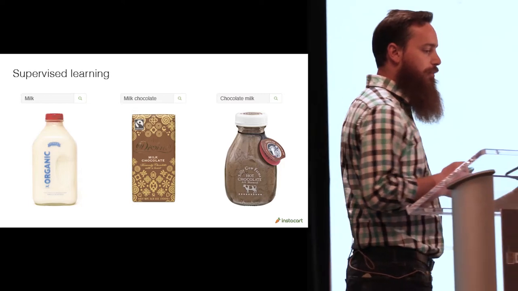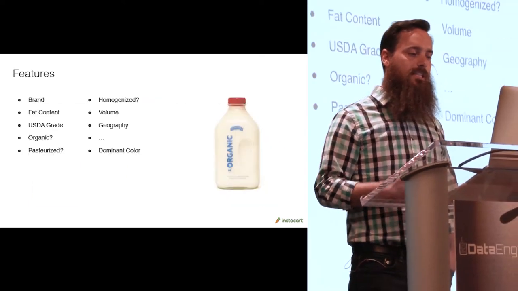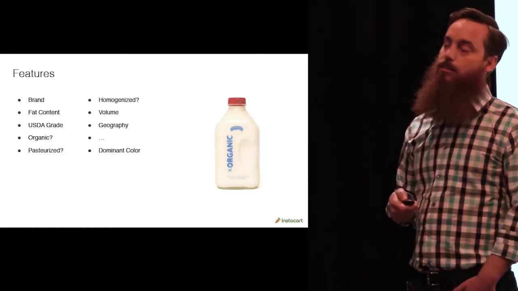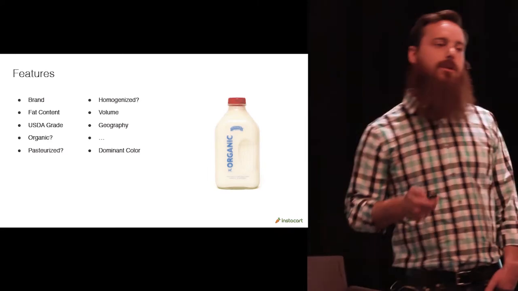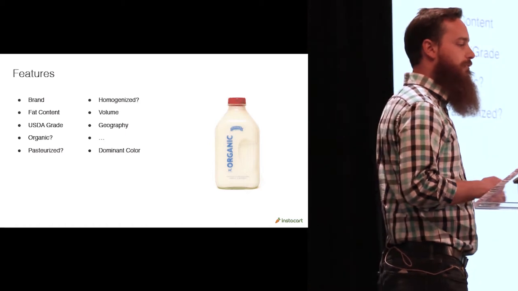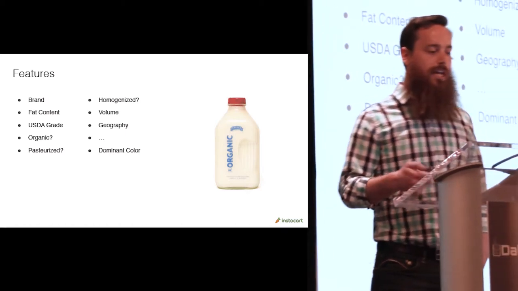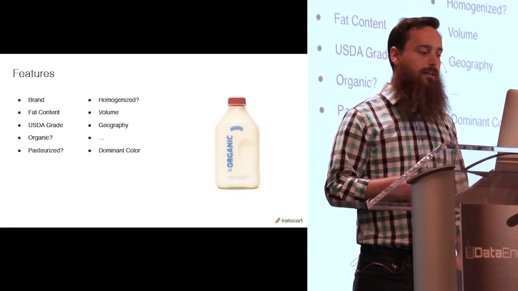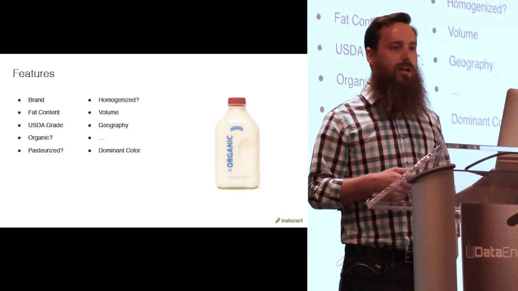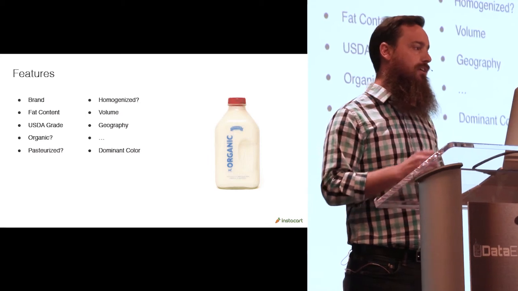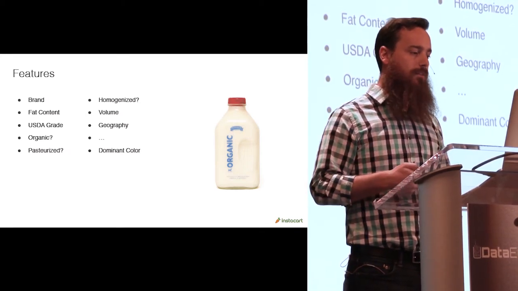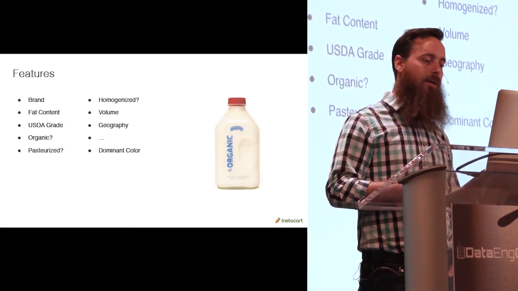The way we improve this is to see what features are in these products. We break every product down by its features. What is the brand of the product? What is the fat content? Is it organic? Is it pasteurized or homogenized? How big is it? Where was it made? And we can go all the way down to the dominant color in the image to see what exactly represents this product. We can encode all of this information numerically.